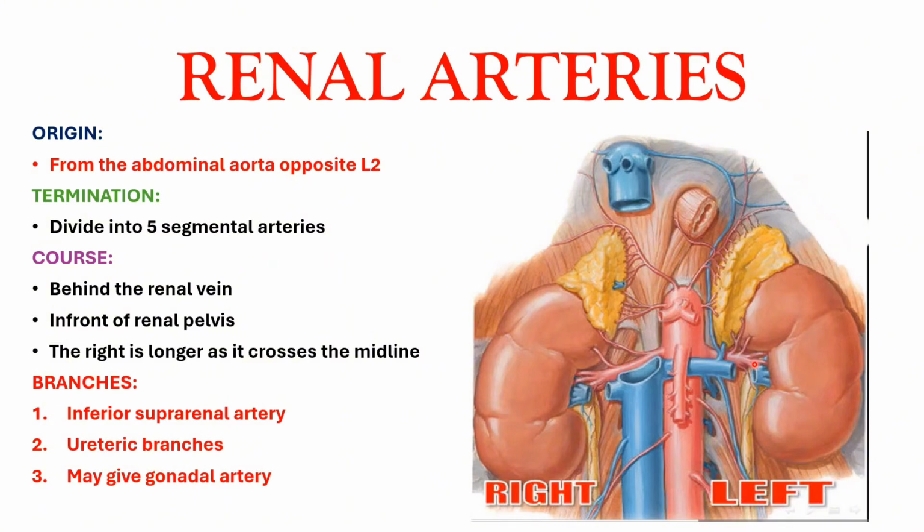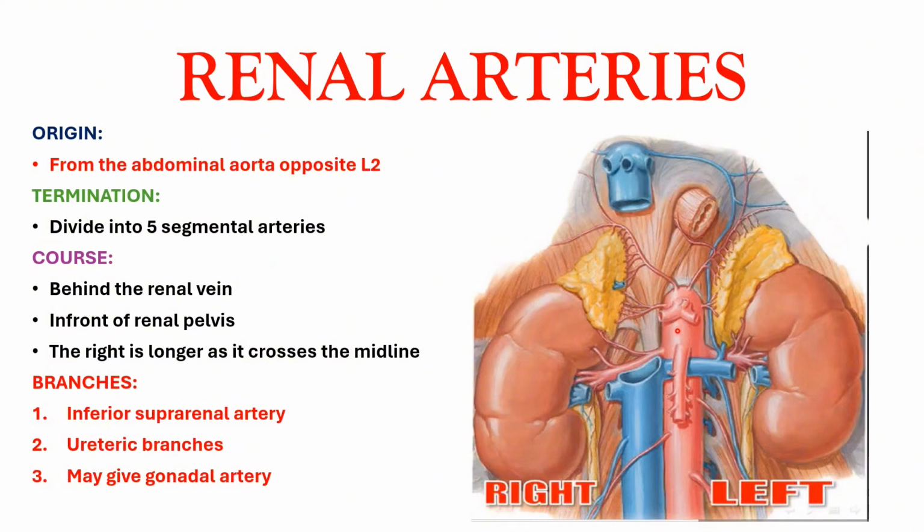This is the abdominal aorta, opposite L2 vertebra. And how does it terminate? Okay, it divides into these small arteries called the segmental arteries. There are actually five segmental arteries, and this is because the kidney has 5 segments, unlike the liver that has 8 segments. Now, what is the course of the renal artery? If you look closely, you can see that this is the renal vein. Okay, this is the inferior vena cava.